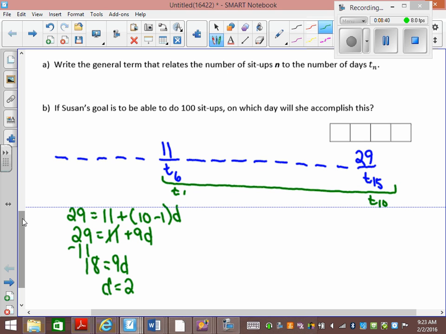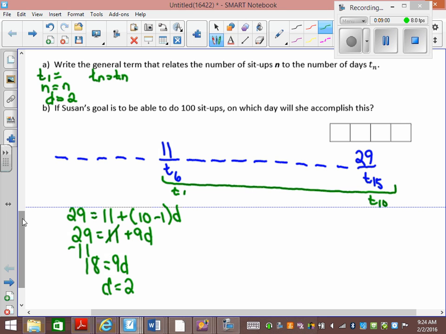So it wants the general term. In order to get the general term, I need T1, N stays N, D I need, which I found was 2, and Tn I need. Now I could use the formula to find the actual T1, but because there's not very many ones in front of it, I would just literally count back.